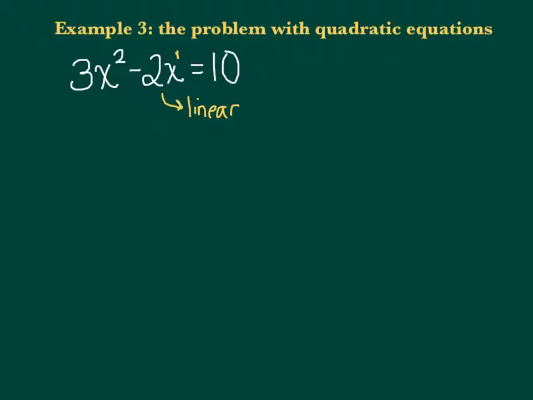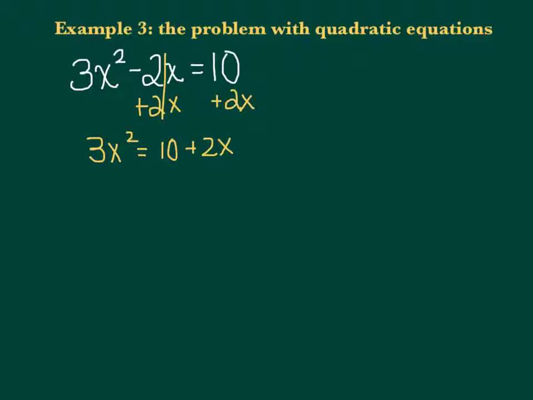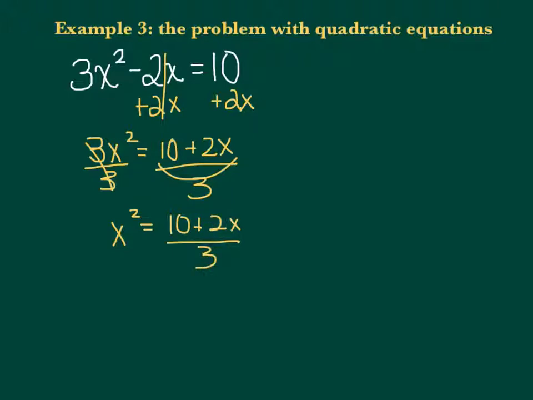Let's try to solve it the same way that we had solved the other problems. So I'll start by adding 2x to both sides of the equation, getting rid of it here. So now I have 3x squared equals 10 plus 2x. Well, this is the first time I get stuck, because I can't combine 10 and 2x. They're not like terms. Okay, well maybe I can plow forward. Maybe I can divide both sides by 3 and still see if I get somewhere. So now I have x squared equals (10 plus 2x) over 3.